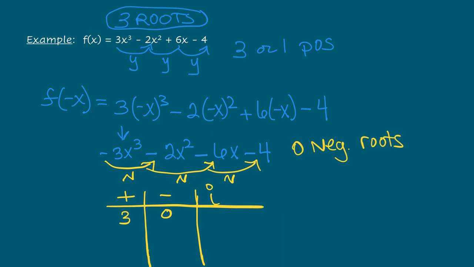You would have 0 imaginary roots because they have to come in pairs, and you can only have a total of 3. And you might have 1 positive root and 0 negative roots and 2 imaginary. And that would be it for that table. And that is how you use Descartes' rule of signs.